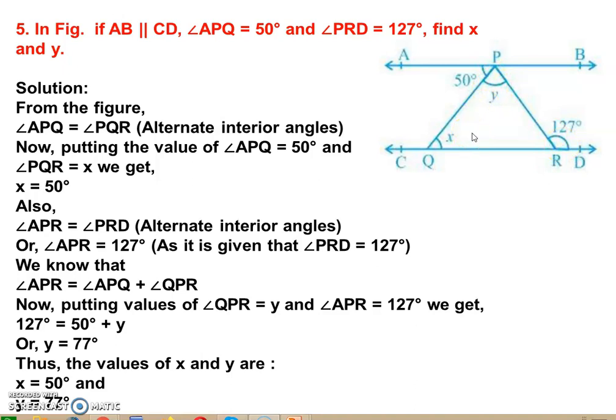So here angle APQ and angle PQR, that is this angle X, these two are a pair of alternate interior angles. So X will be equal to 50 degrees. Also, the sum of these two angles, APQ plus Y, and 127 are equal because they are forming alternate interior angles. So I can say 50 plus Y is equal to 127. So with that I can find Y equal to 77 degrees. So those are the values of X and Y.